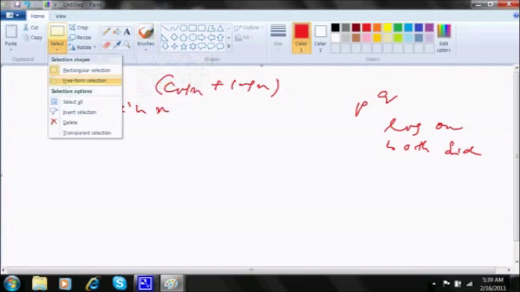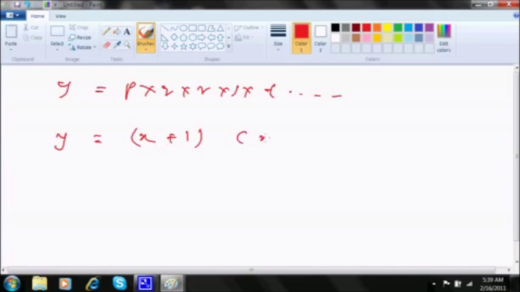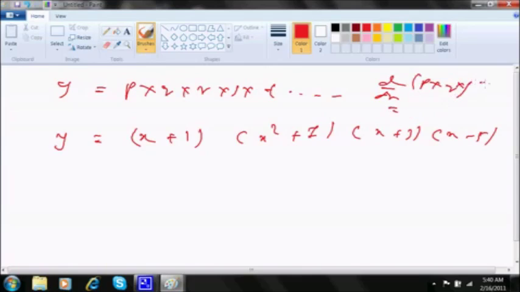Then another case where it comes into use is if you have p into q into r into s into t and so on. There are so many functions. Let me say y is all this. For example, y equals x plus 1 into x square plus 7 and so on into x plus 3 into x minus 5. In this case we know that dy/dx of p into q is p dy/dx of q plus q dy/dx of p, but we do not know it for more. So there we can be saved.